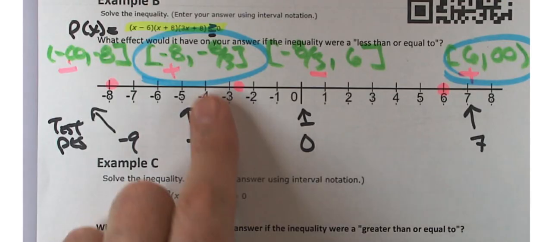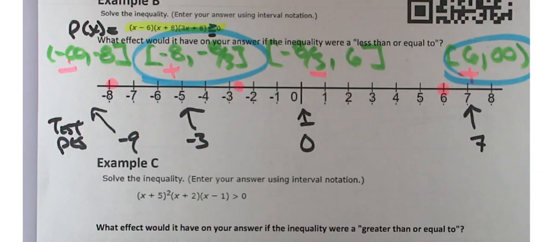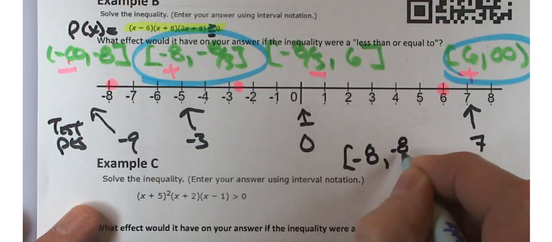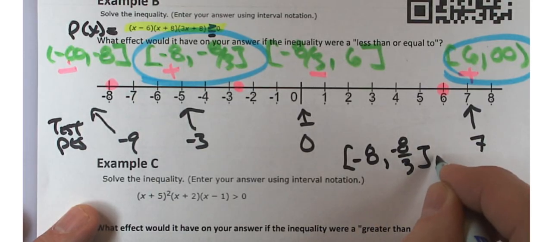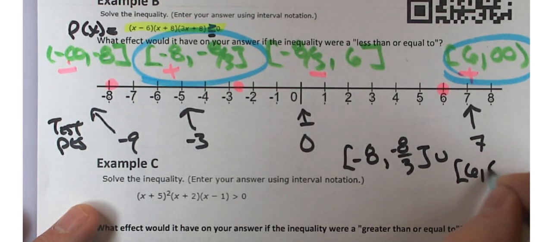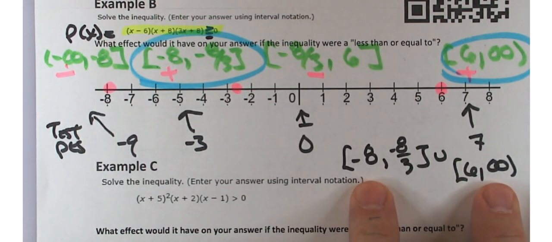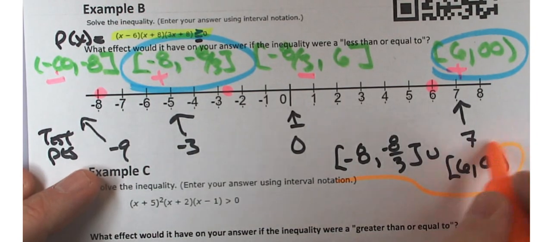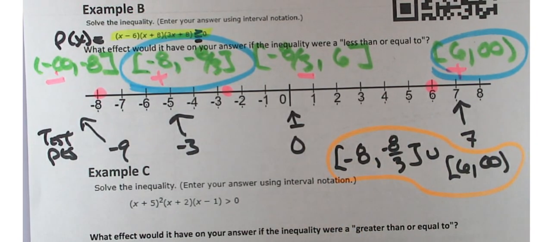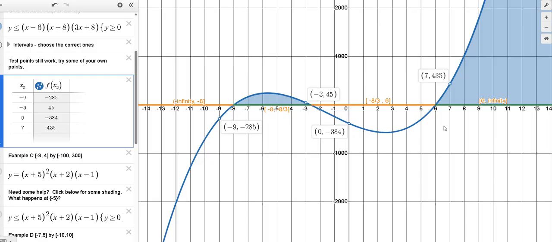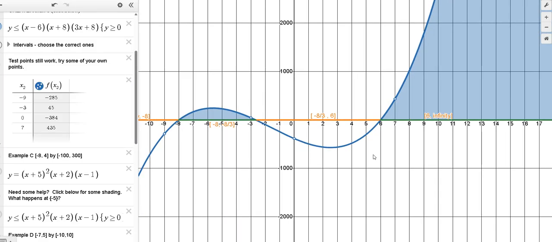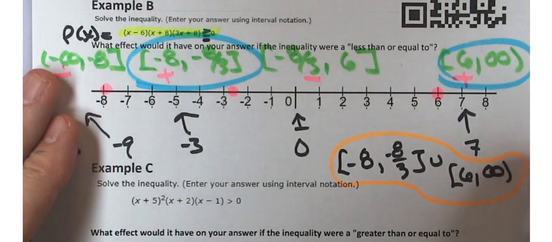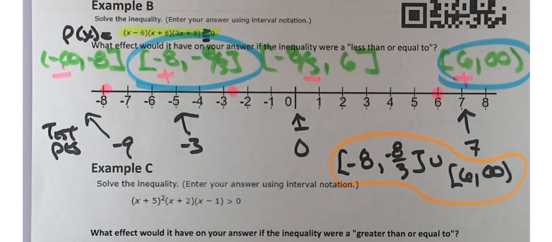So your final answer then is negative infinity, or excuse me, -8 to -8/3 union 6 to infinity. Those are the intervals that satisfy the inequality. That's where this graph is greater than or equal to 0. And you can see it pretty nicely here, but you don't have to envision it based on the graph. What I would suggest is that we just work on this with testing points.